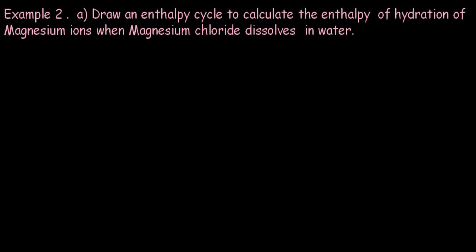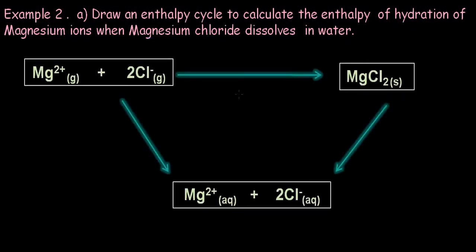Now let's have a look at example number 2, part A. Draw an enthalpy cycle to calculate the enthalpy of hydration of magnesium ions when magnesium chloride dissolves in water. This enthalpy cycle can be presented as shown, where magnesium chloride in the solid state dissolves to form its aqueous solution, where magnesium ion and chloride ion are shown in the aqueous form.